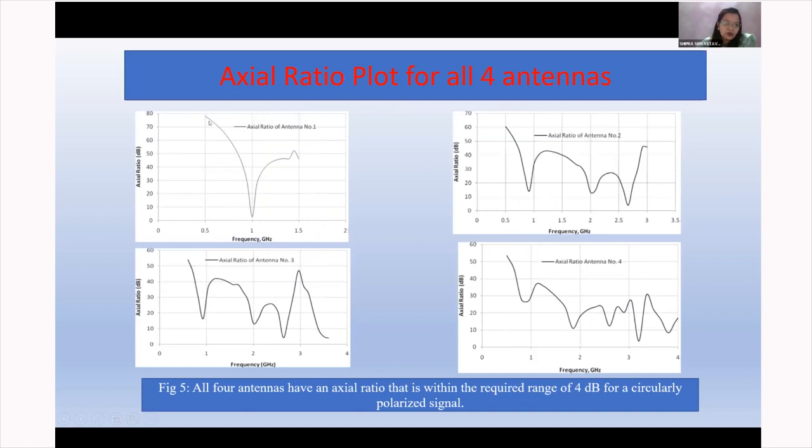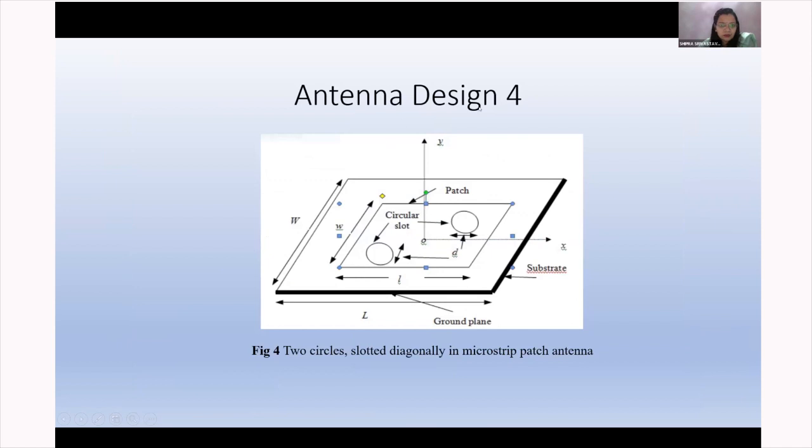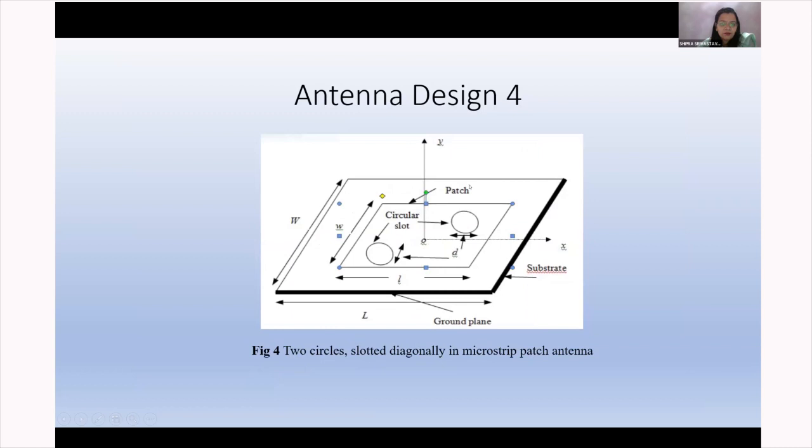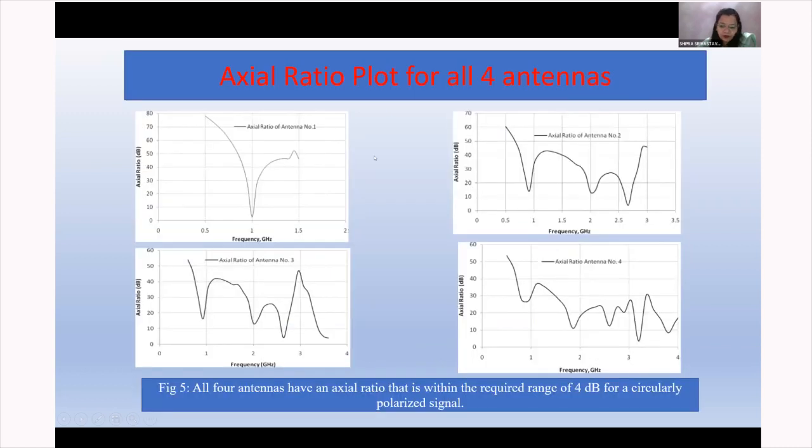I got the axial ratio for antenna 1 near about 0 to 4 dB, so it is showing some circular polarization. For antenna number 2, again, it is showing near about frequency 2.5 to 3, 4 dB. This is the axial ratio plot for antenna number 3, and this is the axial ratio plot for antenna number 4. For all these designs, we have plotted the axial ratio plot, which is showing the circular polarization.